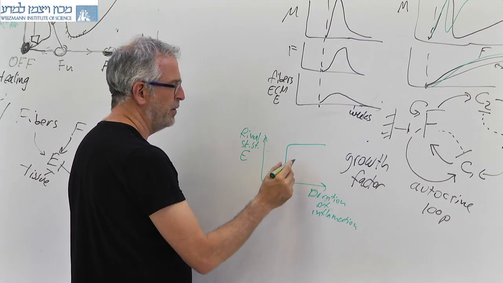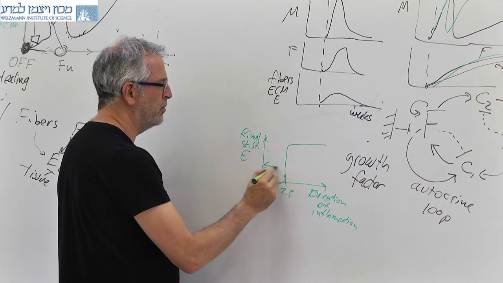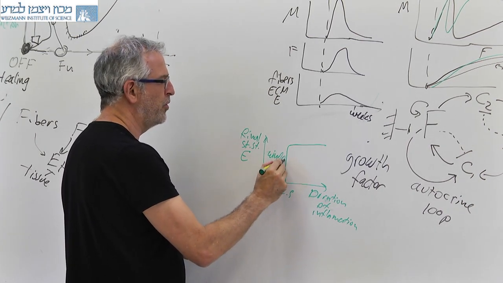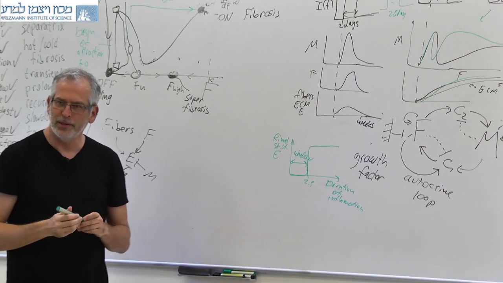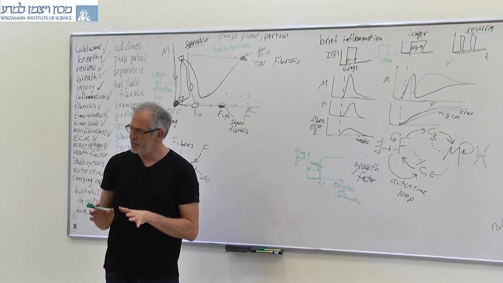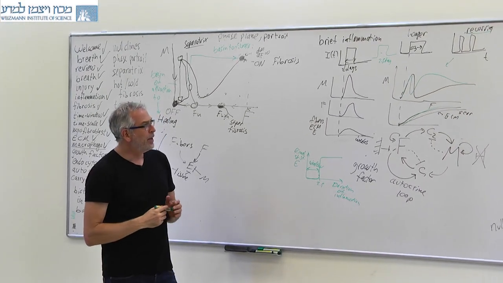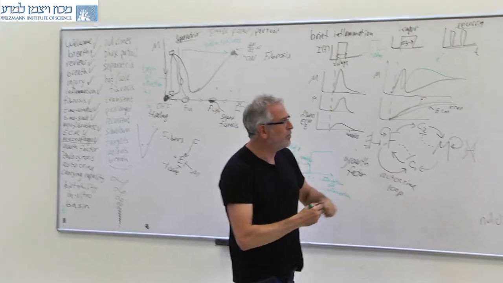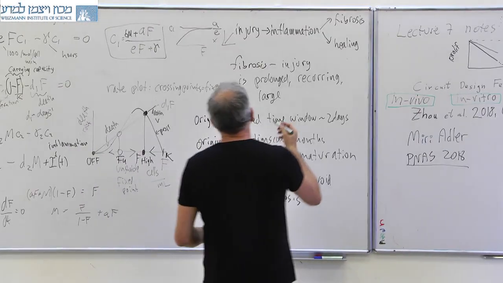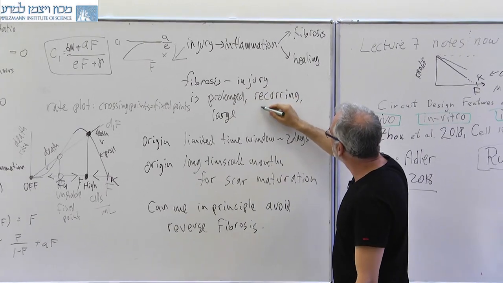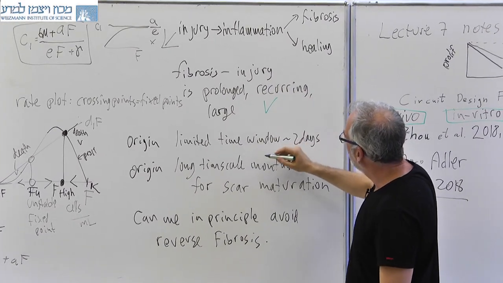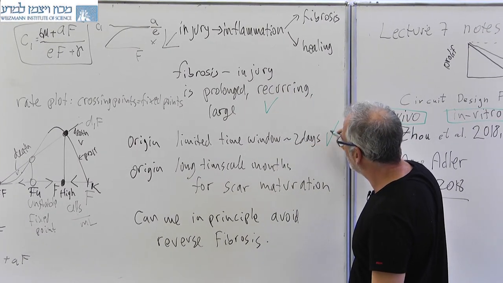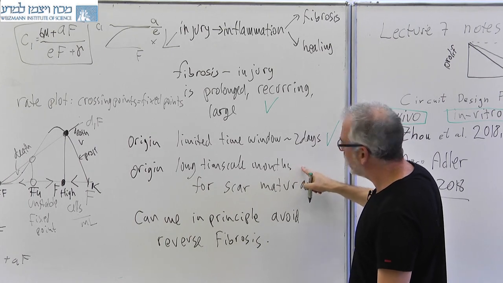Okay. So you cross the window. This is the therapeutic window to get rid of inflammation. Can I explain myself? And so we're starting to answer, right? We can understand why fibrosis happens if the injury is prolonged, recurring, large. What is the origin of this time window? We can ask, what about the long time scale?